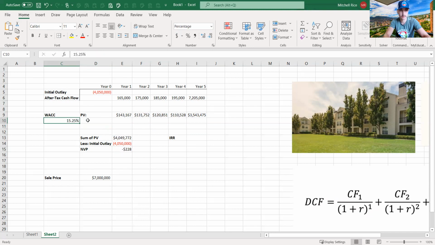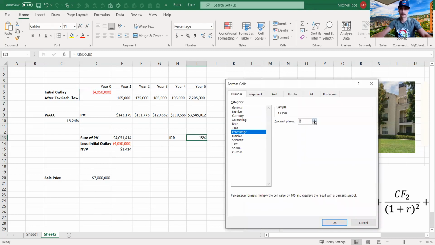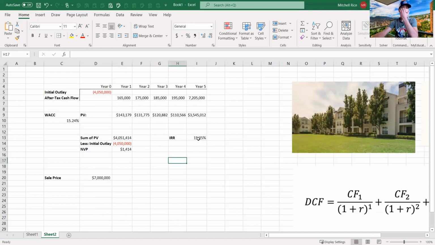Okay, we're super close. So this is probably as close as I'm gonna get to 2 decimal places, but we're super close to an NPV of 0. So that's exactly what the IRR formula does in Excel. So equals IRR. Then we're gonna choose all these negative and positive distributions, and it's gonna tell us what that IRR is. Let's show 2 decimal places.